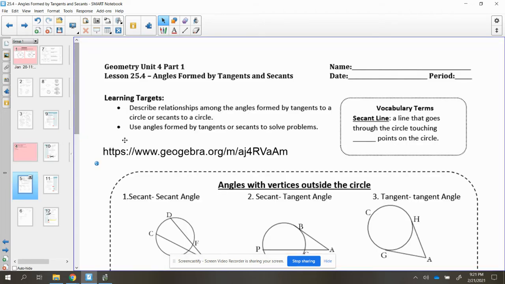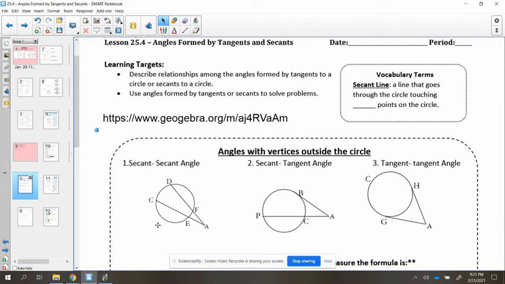You're also going to want a pencil and a calculator today. So on this note sheet, what we see here is that our learning targets are to talk about angles formed outside of the circle. So that's either going to occur when we have two secants meeting outside, and we have this angle A out here, a secant and a tangent, or when we have two tangents that are again meeting at the same point outside. So notice for all three examples, angle A is outside of the circle.